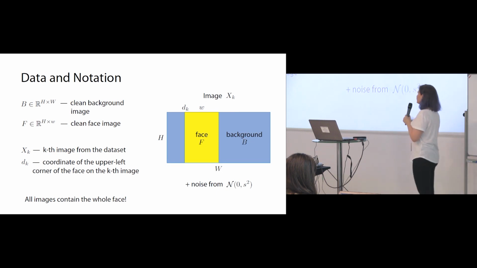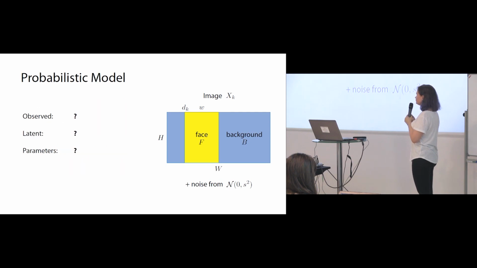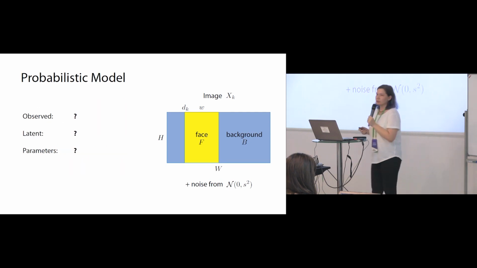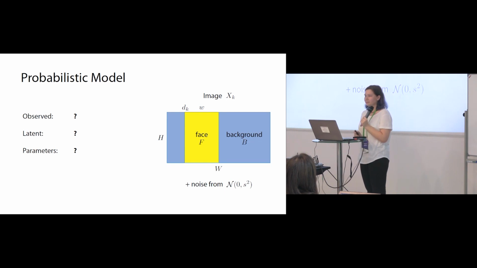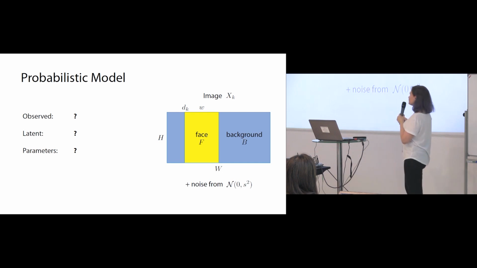Now, okay, we discussed the data. Let's discuss the probabilistic model. What is the observed random variable here? Please answer. I hope I will hear you. Images, yeah. So the observed random variable is the set of images, X.